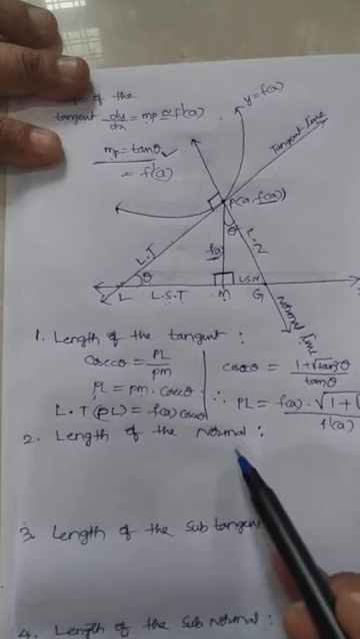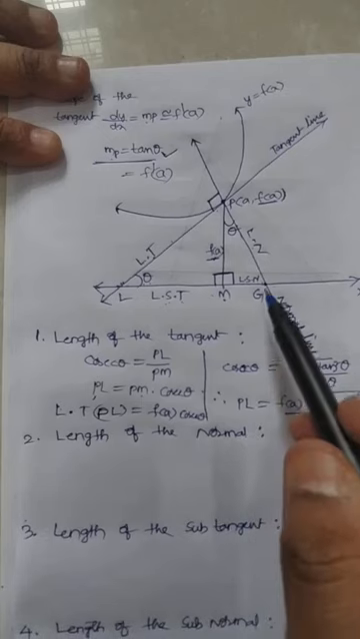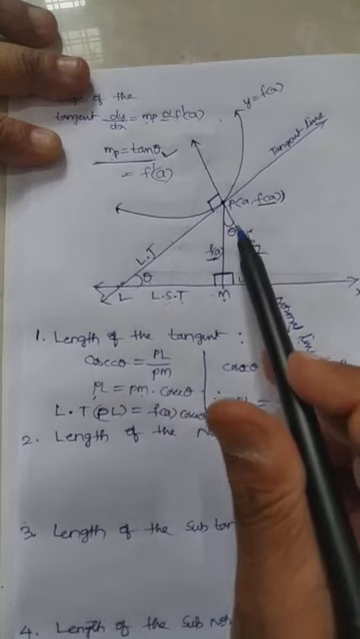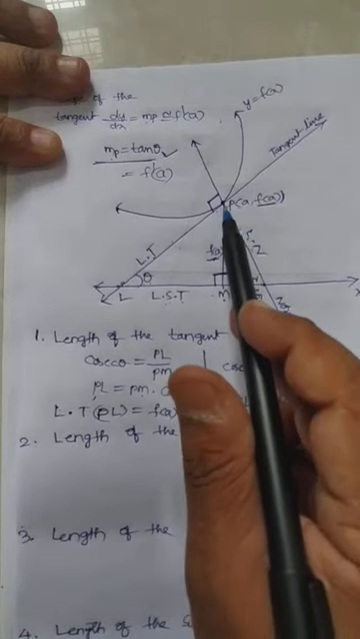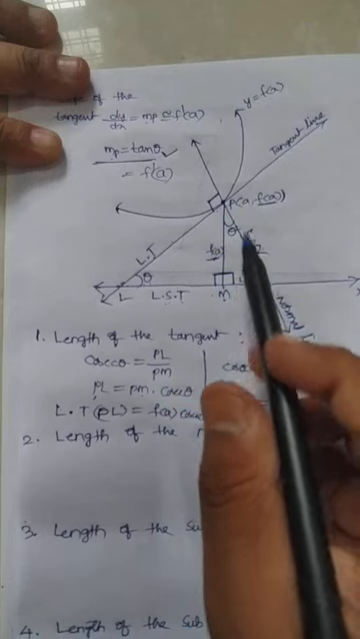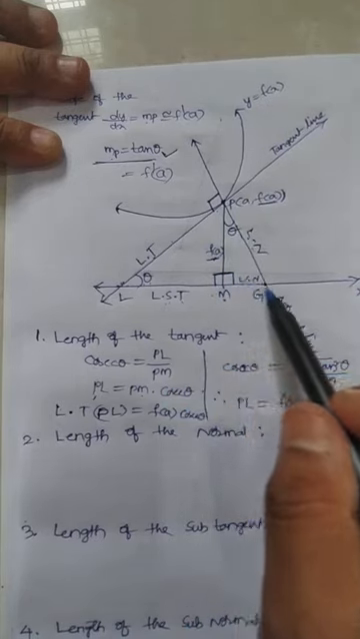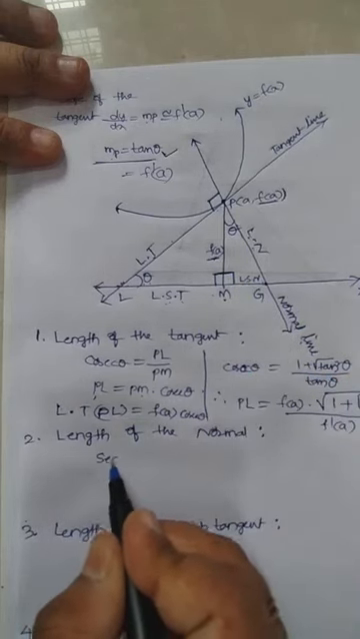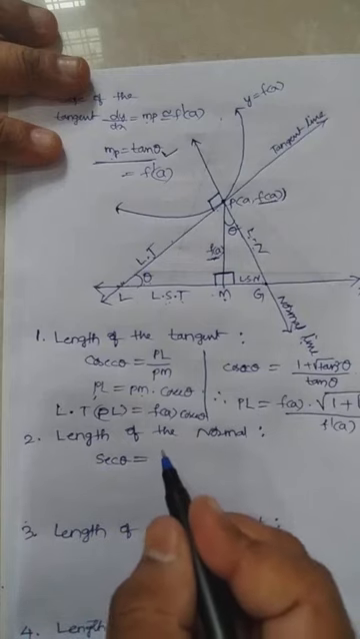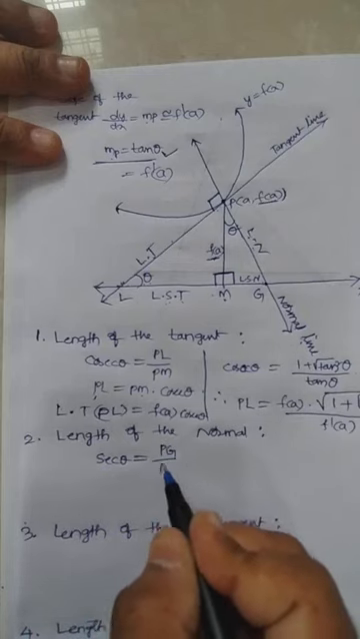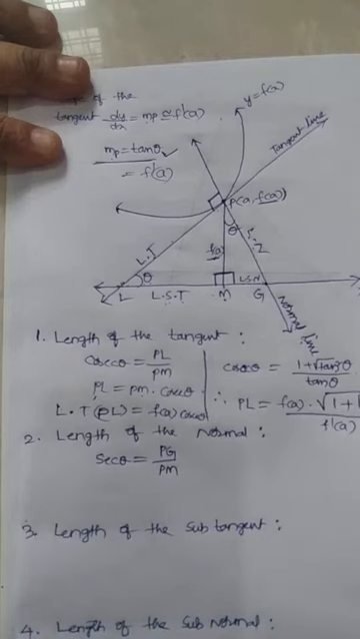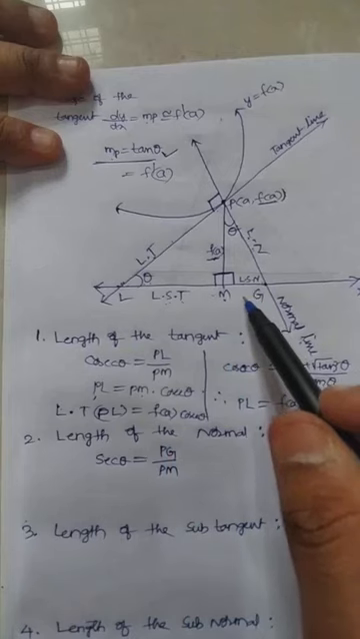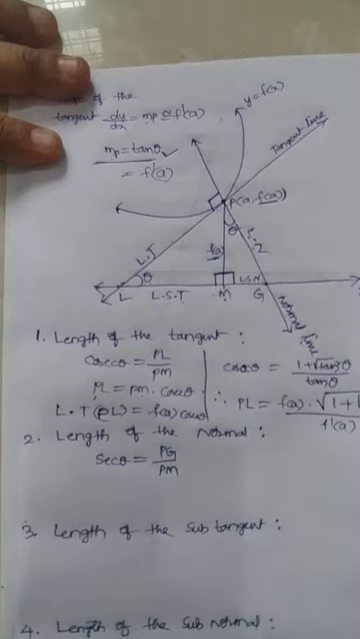Length of the normal I am going to find. So the length of the normal is this one, PG bar. For that I am using the right angle triangle PMG. From this I could get the secant theta value. What is our secant theta? PG by PM bar, hypotenuse by adjacent side.